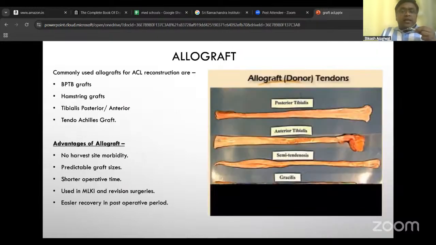Next, we come to the allografts, which are very good, but the most important concern is their availability. The most common grafts used here are the bone patellar tendon bone, then the hamstrings, the tendo-Achilles, or tibialis posterior and anterior graft. Advantages of allograft: we don't have to worry about harvest site morbidity, we can take a predictable amount of graft size, there's shorter operating time because we harvest them beforehand, and it's easier in the post-recovery period.